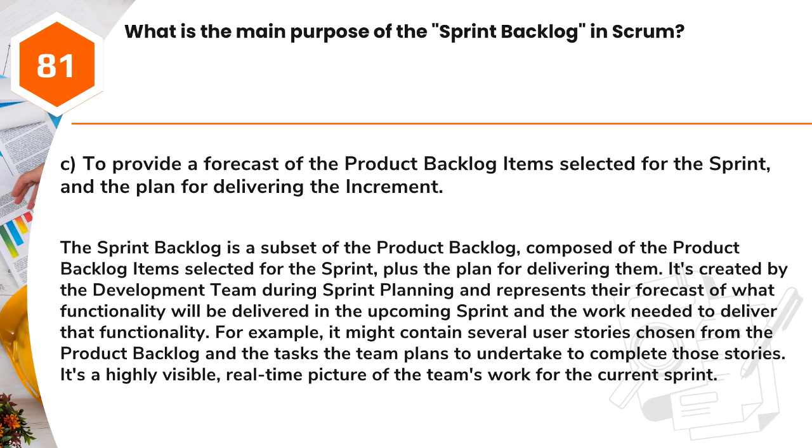It's created by the development team during sprint planning and represents their forecast of what functionality will be delivered in the upcoming sprint and the work needed to deliver that functionality. For example, it might contain several user stories chosen from the product backlog and the tasks the team plans to undertake to complete those stories. It's a highly visible, real-time picture of the team's work for the current sprint.